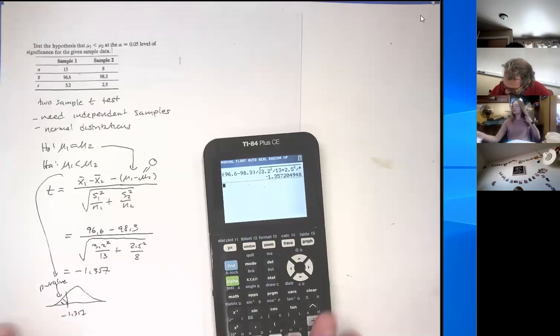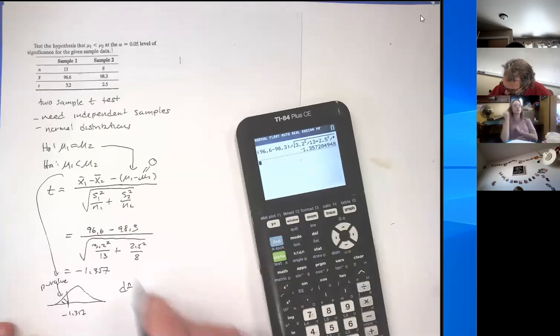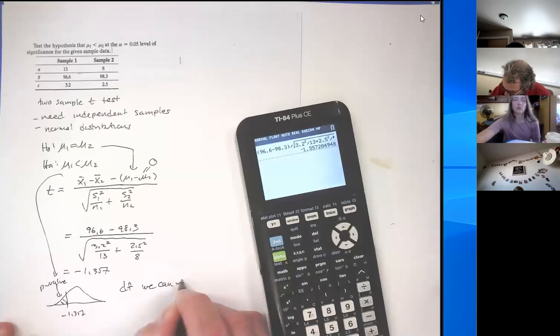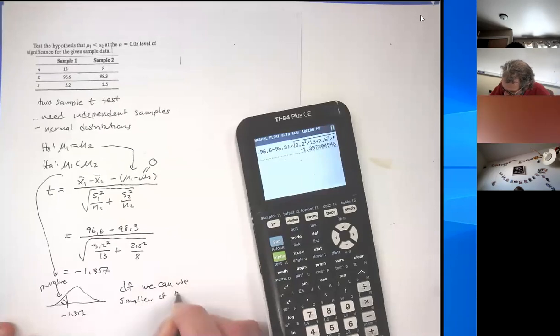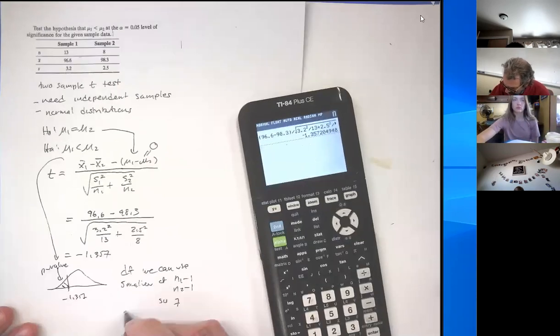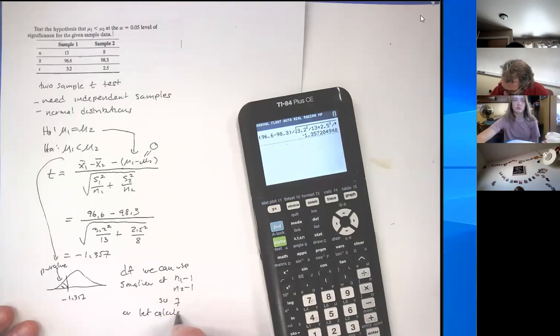The degrees of freedom, there's a formula for it. We can use the smaller of the sample sizes minus 1, so 7, or we can let the calculator do it. Find the accurate value.